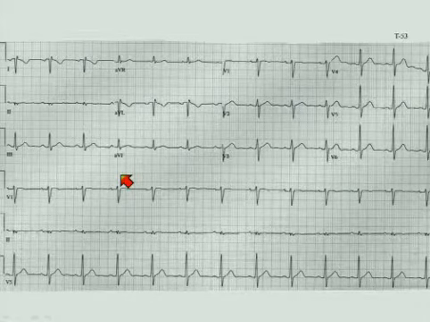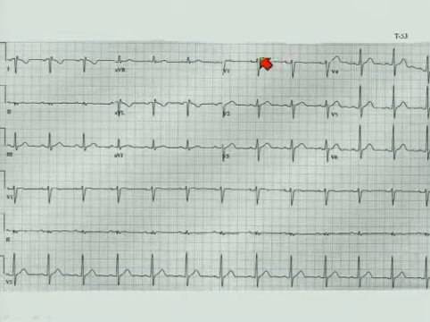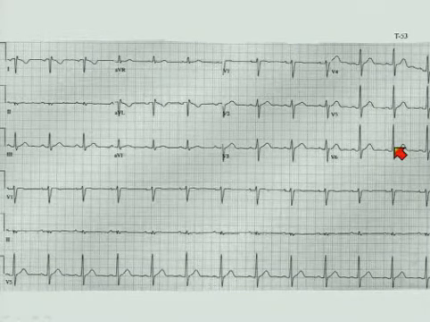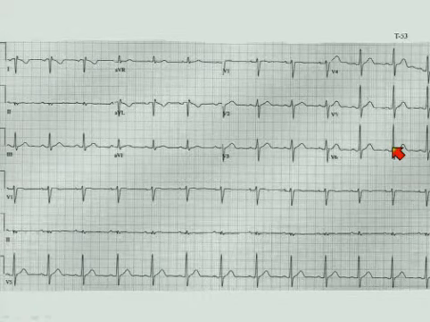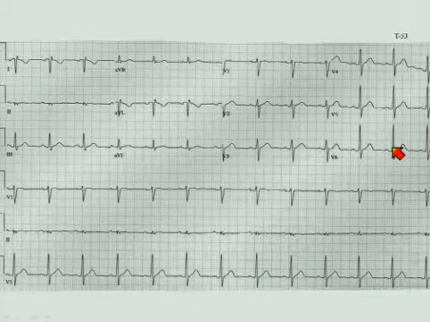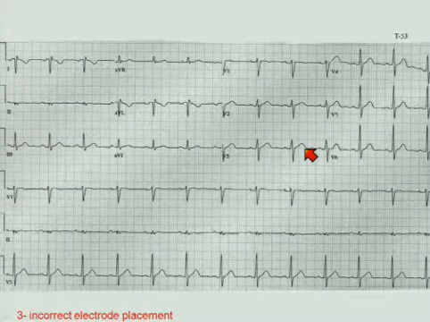Dextrocardia, but in dextrocardia you would expect to see prominent R waves in the right precordial leads and going down to essentially no R wave in the lateral precordial leads, just the opposite of what you would see with a normally placed heart. So this would be incorrect electrode placement.